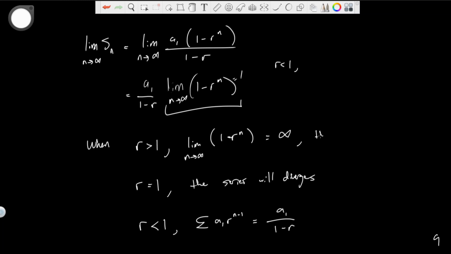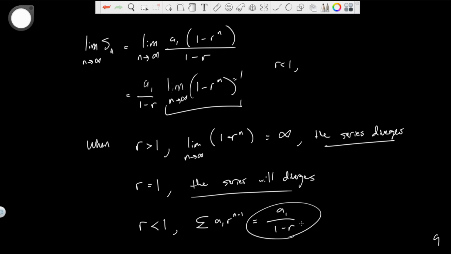All right, so when r is larger than 1, the limit goes to infinity. The series diverges. It is not a number. If r is equal to 1, the series diverges not based on this limit, but based on just adding up a constant term over and over and over again. And then if r is less than 1, this is going to be your limit. This is what your series is going to converge to. What I should add is absolute values here.